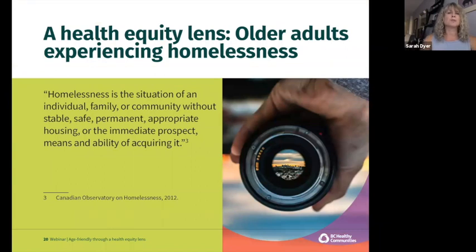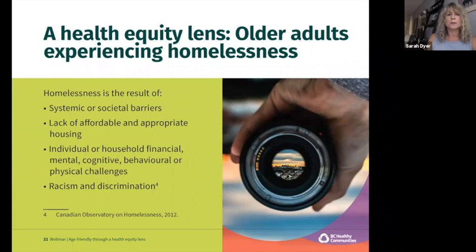So now I'm going to move the conversation on to the underrepresented adults, and specifically those experiencing homelessness, bringing the health equity lens conversation to that. I'm going to start with a two-part definition, and it's a great definition because, in my opinion, the second part also includes the systemic reasons that we were talking about that lead to the homelessness situation. So homelessness is the situation of an individual, family, or community without stable, safe, permanent, appropriate housing, or the immediate prospect or means and ability of acquiring it. This is from the Canadian Observatory on Homelessness. It's at the bottom there. We can go on to the next slide.